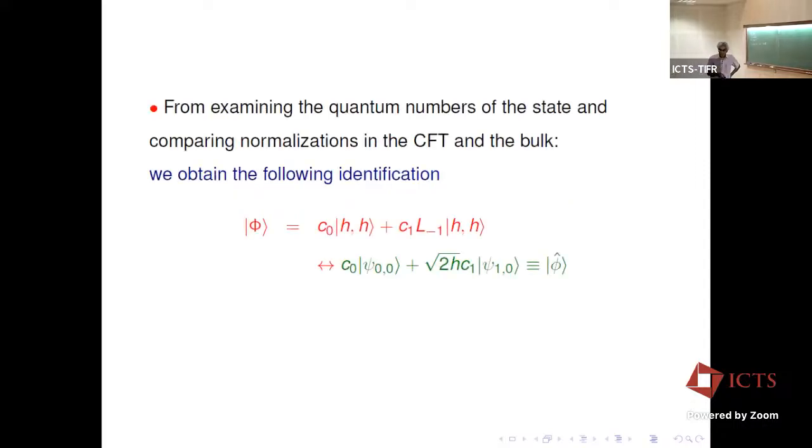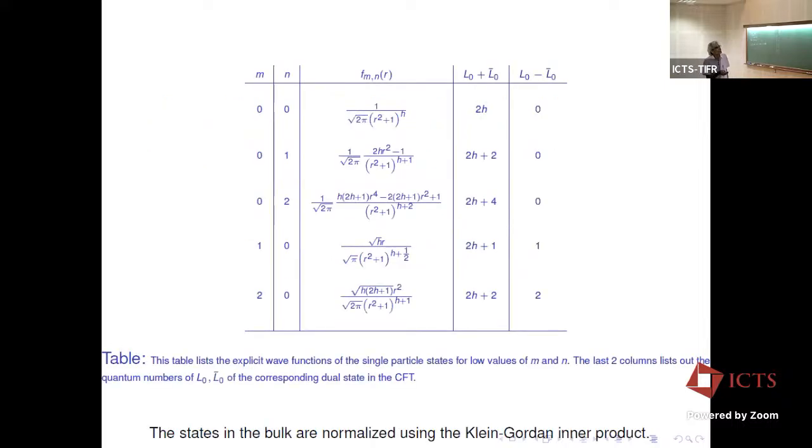Descendant number. Yeah, left hand. N is the total, like L0 plus L0 bar is the total, and yeah.